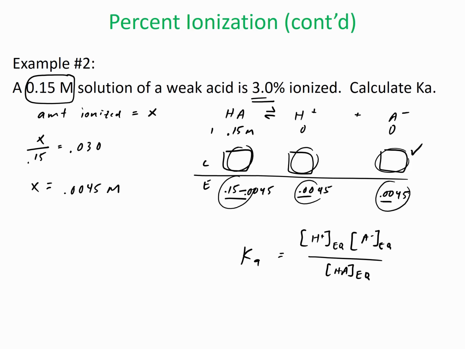Okay, so now I'm going to put this in for this number here, and this number here, basically squaring that. So Ka is going to be 0.0045 squared over 0.15 minus 0.0045. So for this Ka, I get 1.4 times 10 to the negative fourth.